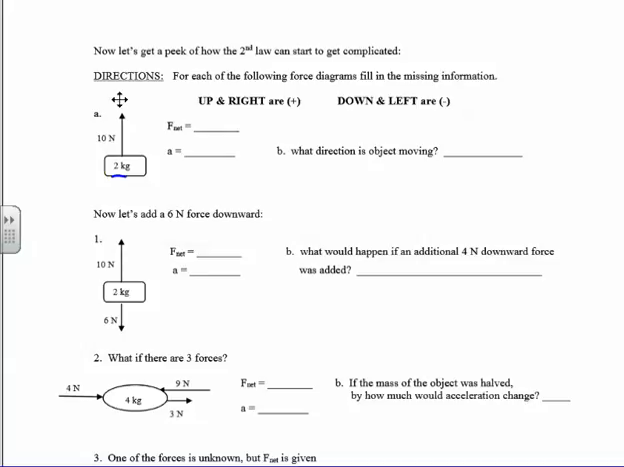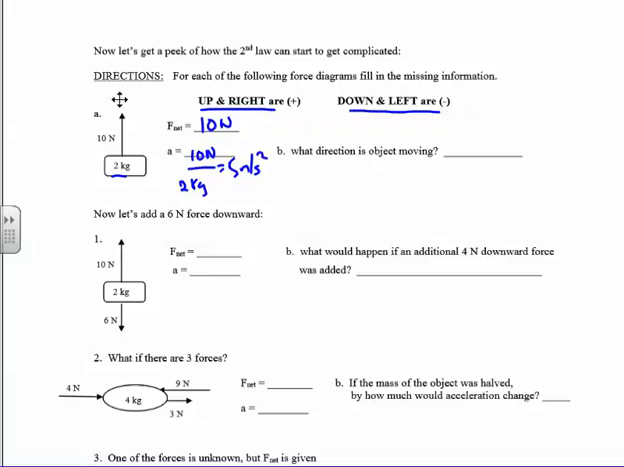Okay, so here I have a force that's acting upward of 10 newtons on a 2 kilogram mass, and I ask that up and right are positive and down and left are negative. So F net would be the sum of all the forces. There's only one force, so in this case it's very simple. It's positive 10. The acceleration then would be 10 newtons divided by 2 kilograms, which is 5 meters per second squared. Okay, so that's about as simple as it gets when it comes to a second law problem.